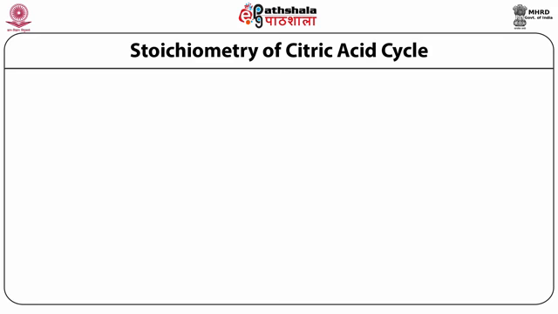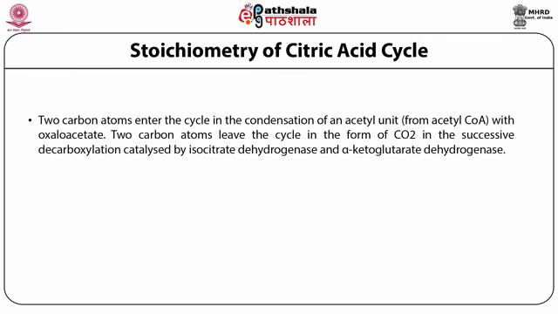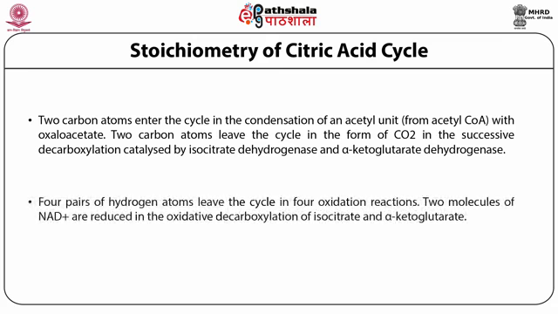Stoichiometry of the citric acid cycle. 2 carbon atoms enter the cycle in the condensation of an acetyl unit from acetyl coenzyme A with oxaloacetate. 2 carbon atoms leave the cycle in the form of carbon dioxide in the successive decarboxylations catalyzed by isocitrate dehydrogenase and alpha-ketoglutarate dehydrogenase. 4 pairs of hydrogen atoms leave the cycle in 4 oxidation reactions. 2 molecules of NADH are reduced in the oxidative decarboxylation of isocitrate and alpha-ketoglutarate.